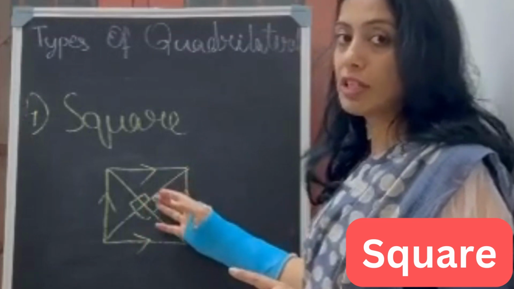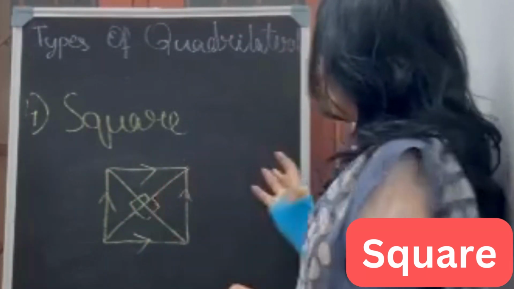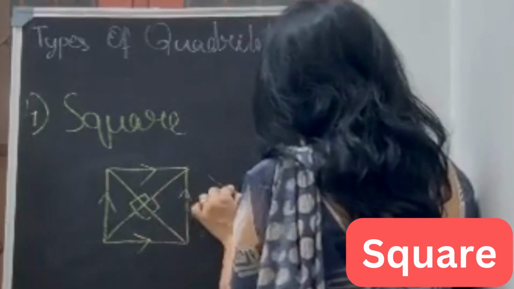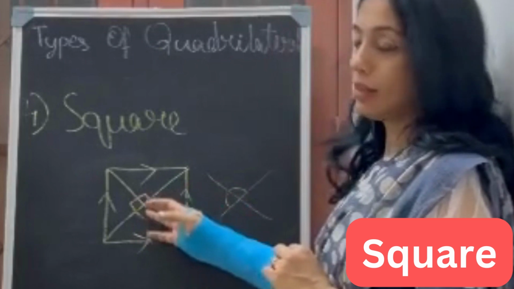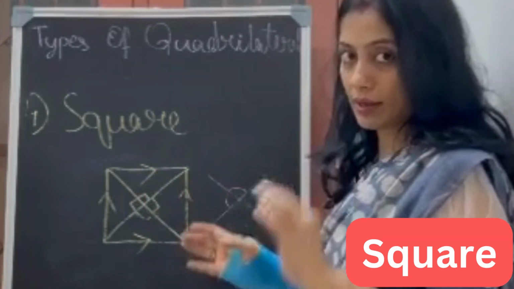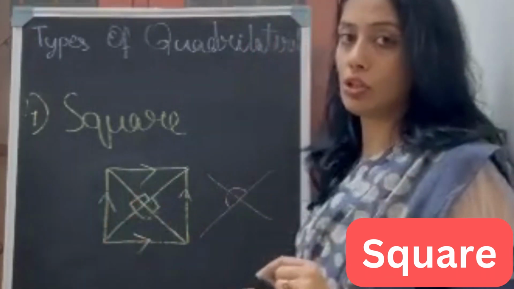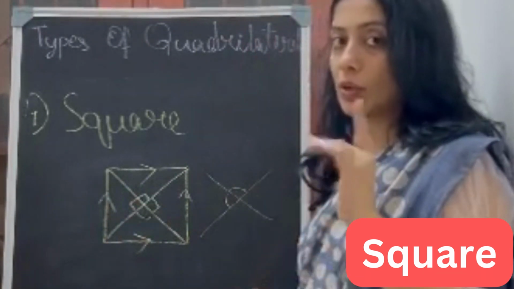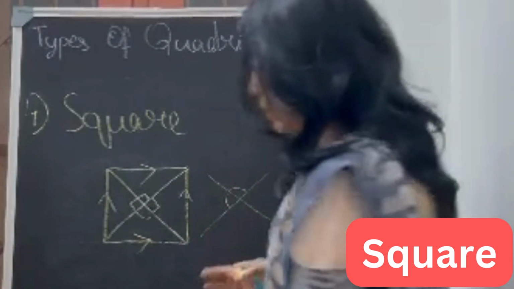This is the difference between a rectangle and a square. In a rectangle, when the diagonals intersect, they need not be at 90 degrees. But if the diagonals intersect at 90 degrees, then it is a square and not a rectangle. And the diagonals will be equal to each other. The fourth condition that we have to follow in a square is that the diagonals are equal to each other.